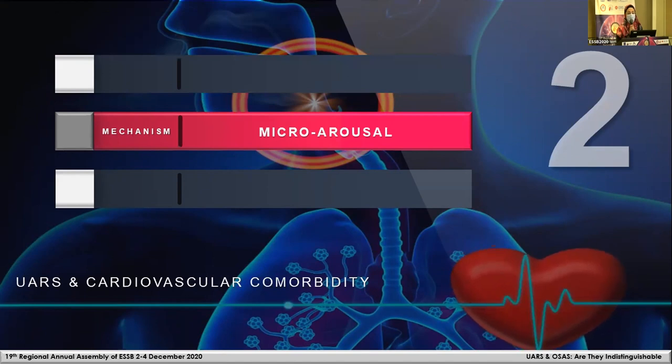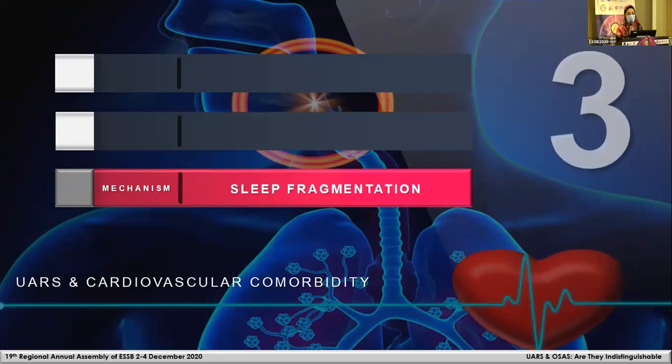These microarousals can cause a transient increase in the carbon dioxide and tidal CO2, and they cause transient repetitive stimulation of the sympathetic nervous system during sleep and can predispose to hypertension during sleep. The third factor is sleep fragmentation, which is frequently seen in cases of upper airway resistance, and this sleep fragmentation leads to a chronic outflow stimulation of the sympathetic nervous system and predisposes to long-term hypertension in such patients. But still, this issue is under question.